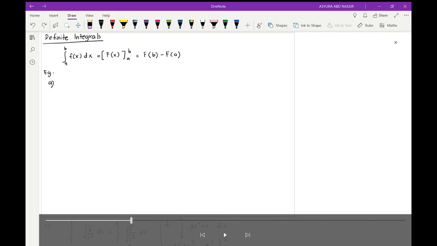This is the formula of the definite integral. The integration of f(x) dx from a to b is given by F(x) from a to b, meaning it is F(b) minus F(a). You will substitute the value of x as b, and then substitute the value of x as a, and then you will get F(b) minus F(a). So what are your a and b? a and b are your limits.